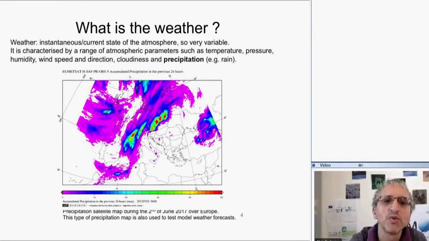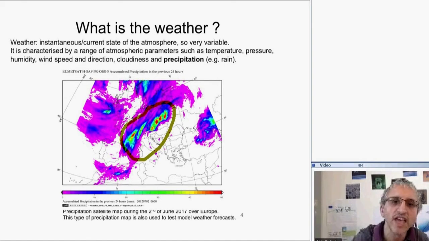And you've got another map showing another parameter of the weather: precipitation. It's a precipitation satellite map during a specific day, here the 2nd of June 2010 over Europe. We've got very colorful areas like this one, with very high precipitation, very high rainfalls. This kind of satellite data is used to test models forecasting the weather. So weather is temperature, precipitation, winds, a lot of atmospheric parameters.